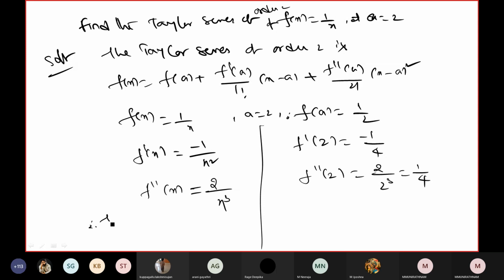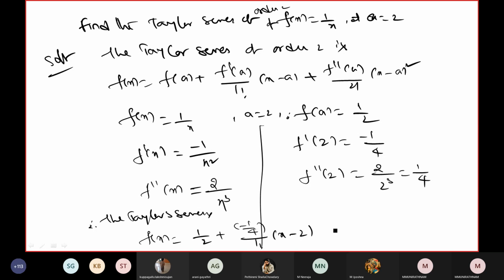So therefore the Taylor series is f of x equal to f of a, 1 by 2, plus f dash of a, minus 1 by 4, by 1 factorial into x minus 2, plus f double dash of a, 1 by 4, by 2 factorial into x minus 2 whole square.